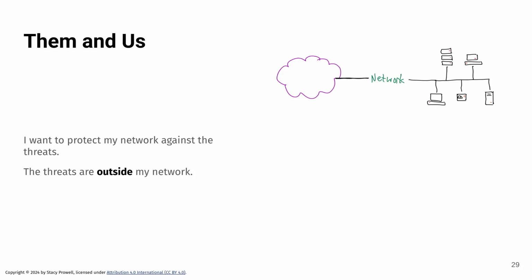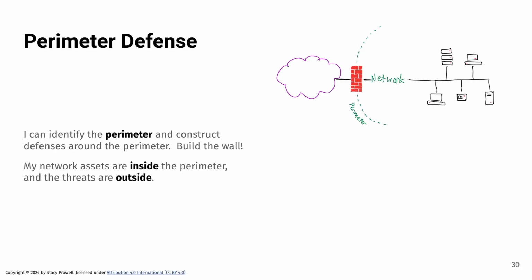So that's my starting position. I've got a pristine, beautiful, perfect network. The threats are outside my network. Keep them outside. So I identify a perimeter and I build perimeter defenses, right? I build walls and moats and all the other usual things we think about. I build the wall. My network assets are inside the perimeter and the threats are outside. And that's just how it's going to work, right? I mean, you can't get over a wall. I mean, maybe if you had a ladder, but there you go.